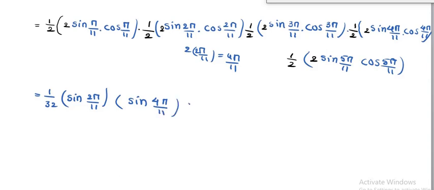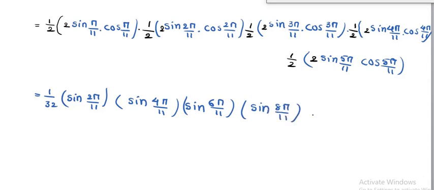Same, sin 2a, 2 into 3 pi by 11, 6 pi by 11. Sin 2 into 2a, 2 into 4 pi by 11, 8 pi by 11. Same, sin 2 into 5 pi by 11 is 10 pi by 11. Sin 2a, 2 sin a cos a is sin 2a. Okay. So we get 1 by 32.